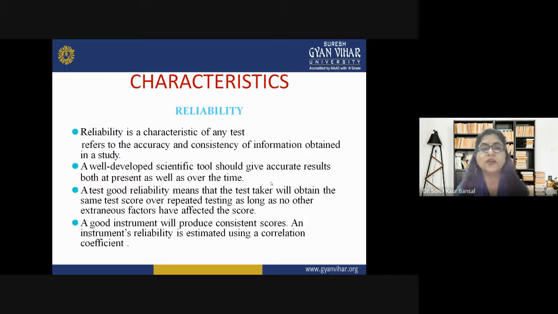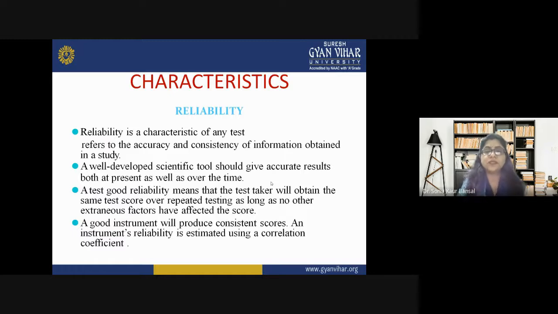It is giving you a reliable score, or it is not being affected by the time. So a well-developed scientific tool should give accurate results both at present as well as over time. So whenever it is taken, it will be giving you accurate results all the time. So this is the main characteristic of reliability, that it is full of accuracy as well as consistency.